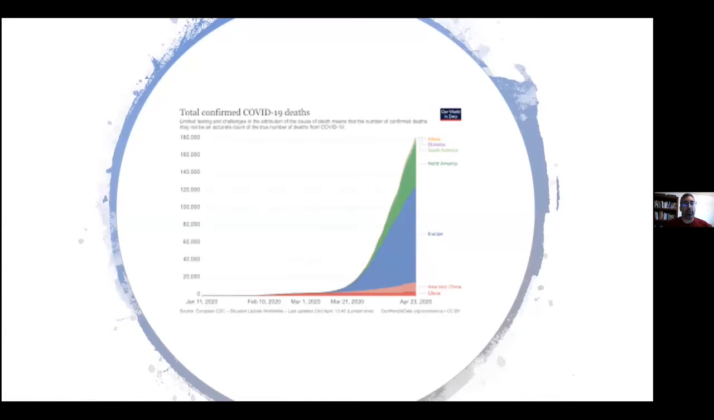This is the most sobering graph, and it shows the total number of confirmed COVID-19 deaths in the world. North America is represented by the green color, which is very close to the highest number of cases. As you can see, the number of deaths have increased exponentially without a current end in sight.